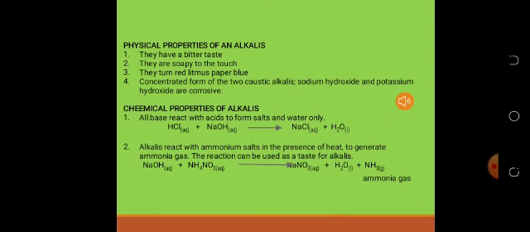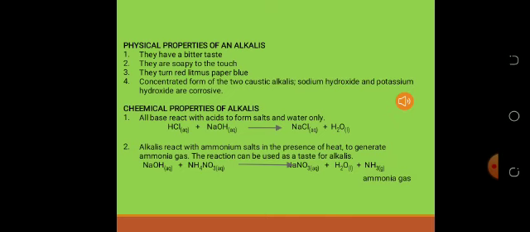Another chemical property of an alkali. 1. Their reaction with an acid. Just like an acid reacts with a base to form salt and water, also a base reacts with an acid to form salt and water. So an alkali will react with an acid to form salt and water only. This is a property of a base, and it's also a property of an acid.